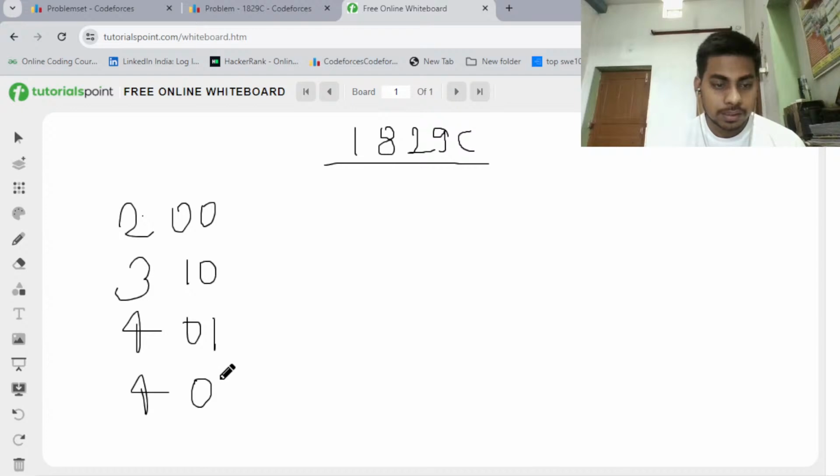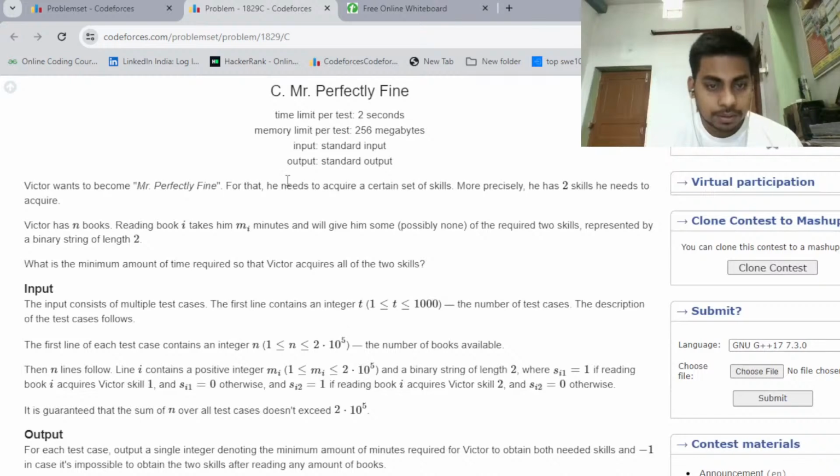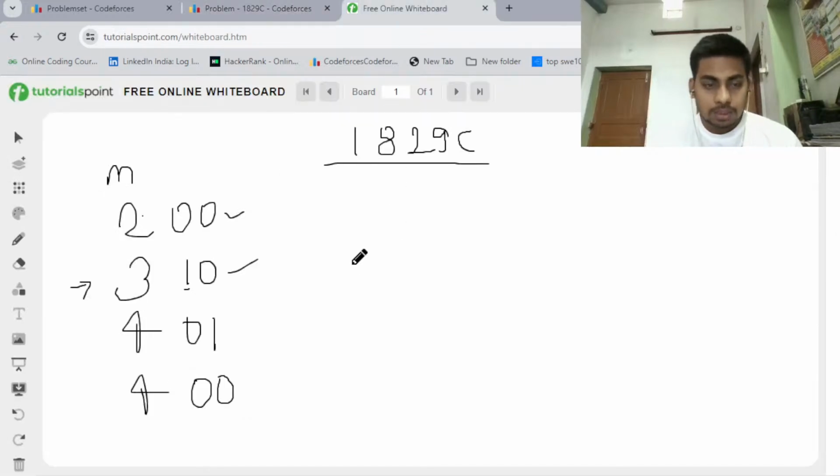So basically the question says the person wants two skills, and these bits are the skills in a book, and the number represents the time. It means if a person reads this book, he will take 2 minutes and get no skill because he has 0, 0. If we read this book, then he gets skill 1 from here and takes 3 minutes, and so on. So the question says we have to find the minimum time to acquire all the skills.